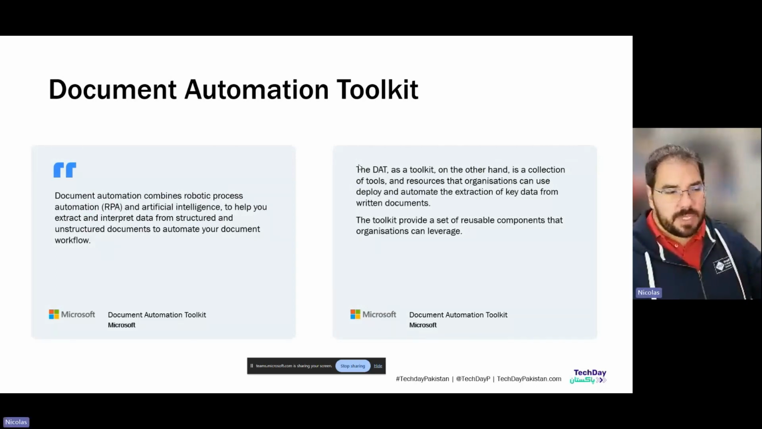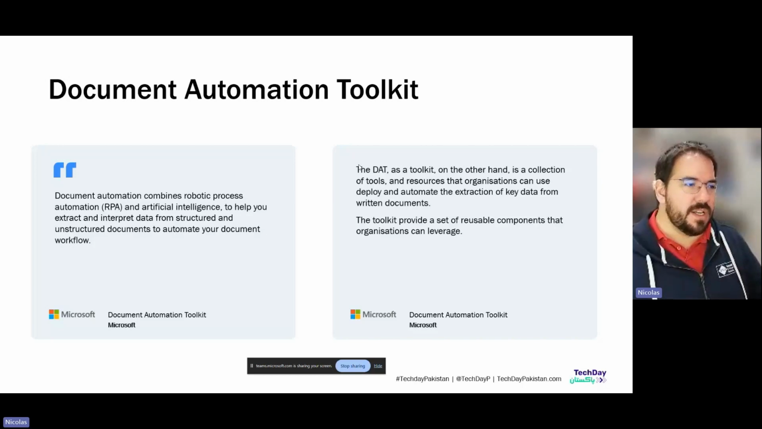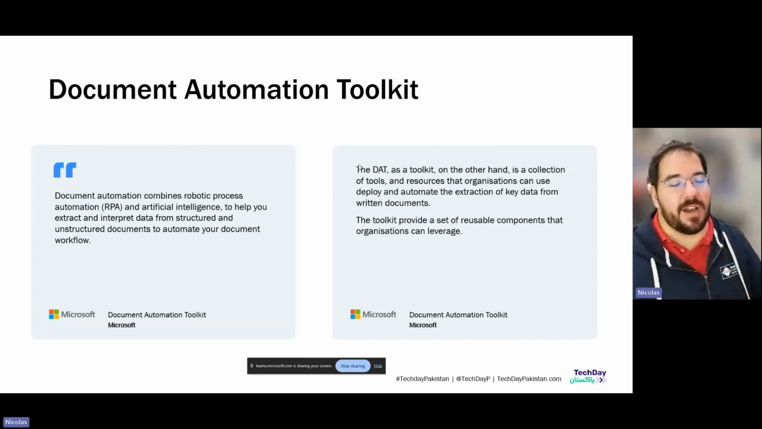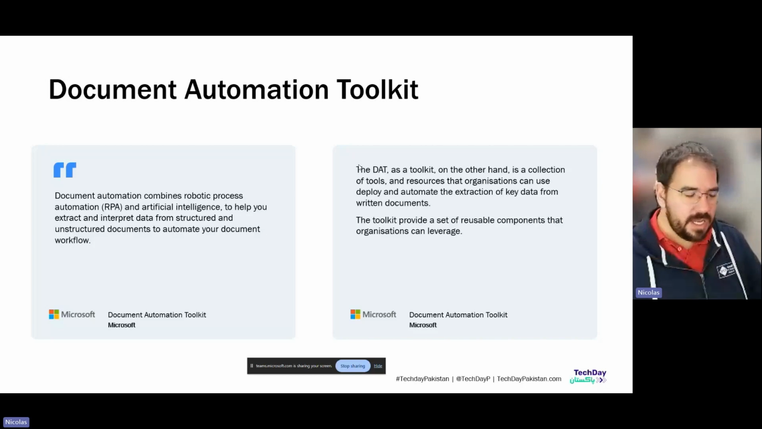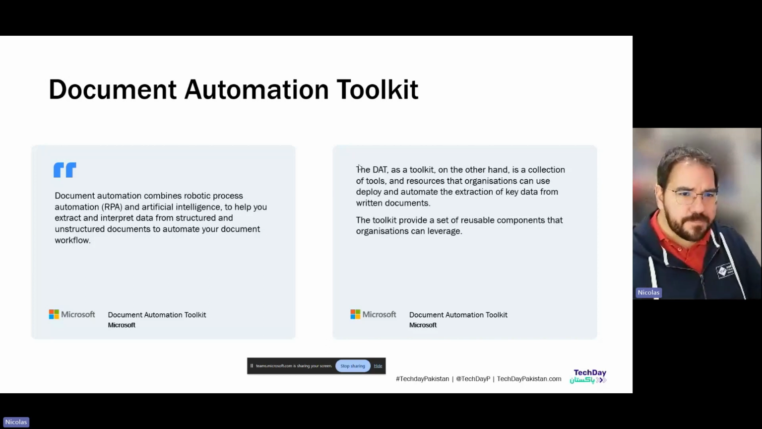The definition we have here on screen is something that Microsoft actually presents as the definition of document automation. And it's funny because they mention it combines RPA, but the document automation toolkit doesn't have RPA as the starting point or the trigger of the process, or even as any part of the process. But of course, you can use it, and we're going to discuss that in a diagram later.